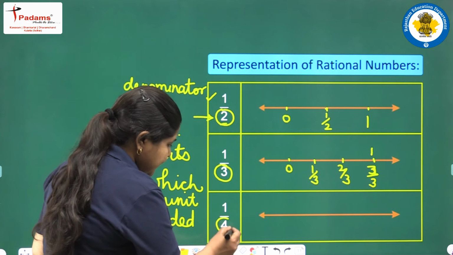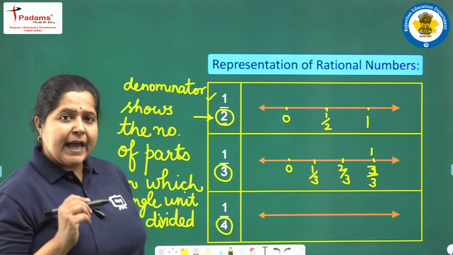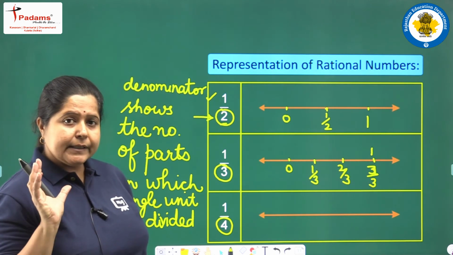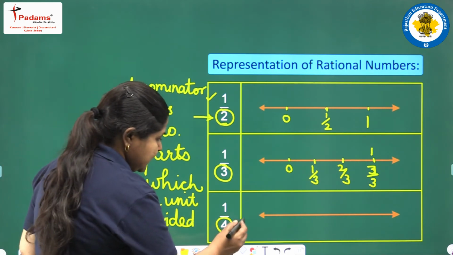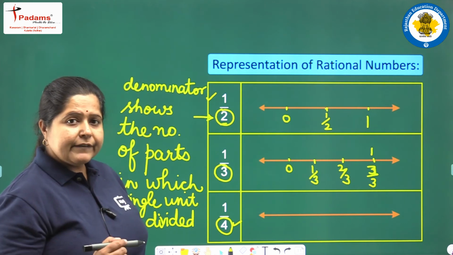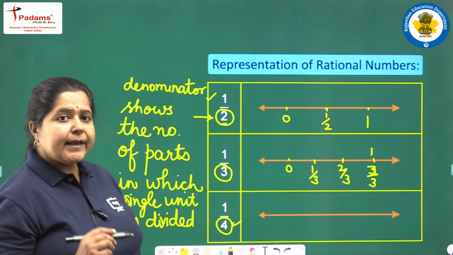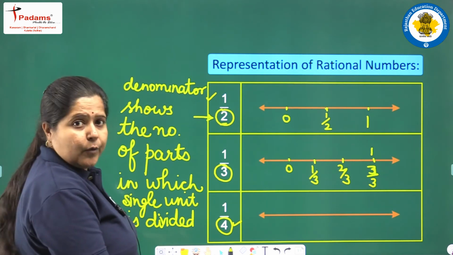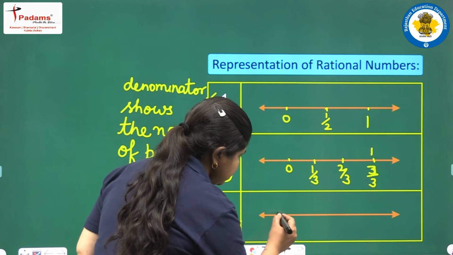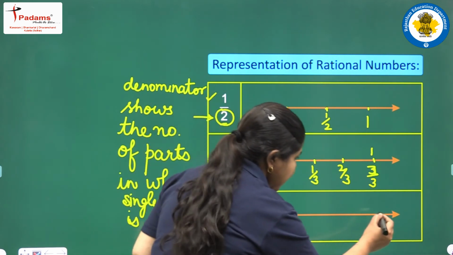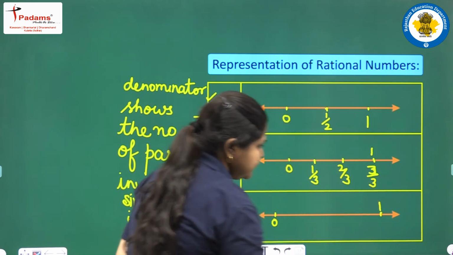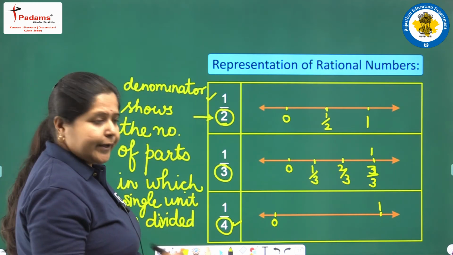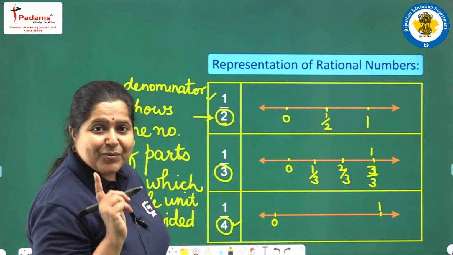So is it clear? The number in the denominator, we have to divide the one unit between 0 and 1 into that many parts. How will we divide it into 4 parts? By marking how many points in between? 3 points, one less than the denominator. We can mark this also: take 0 here and 1 here. Now we have to divide into 4, so we will mark 3 points at equal distances.